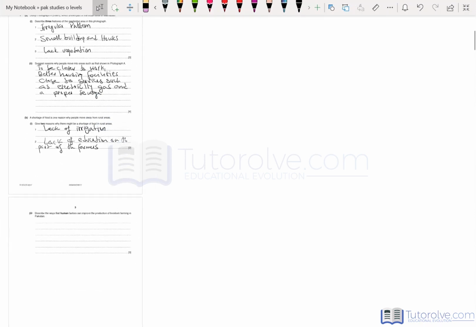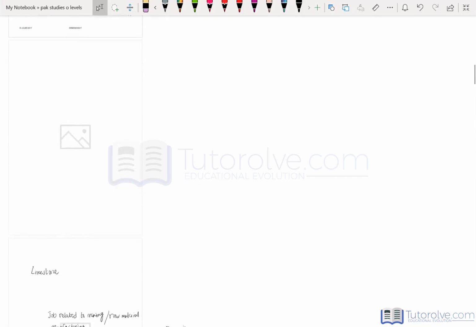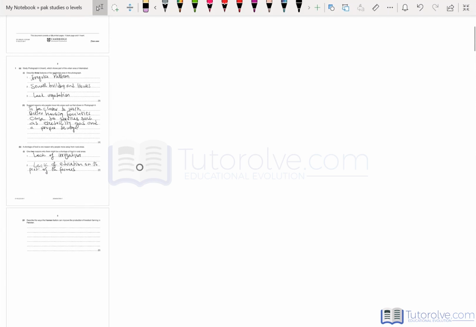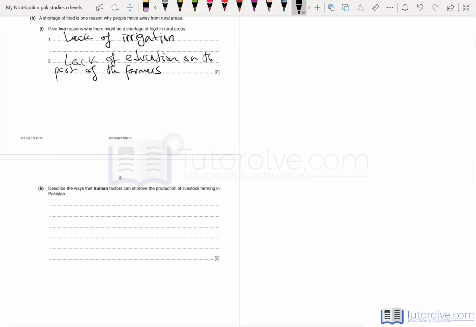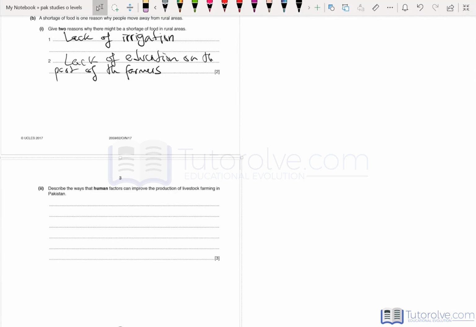Now in part 2, describe the ways that human factors can improve the production of livestock farming in Pakistan. There are a number of ways again, and you can talk about different things. For instance, there can be an increase in the fodder crops.